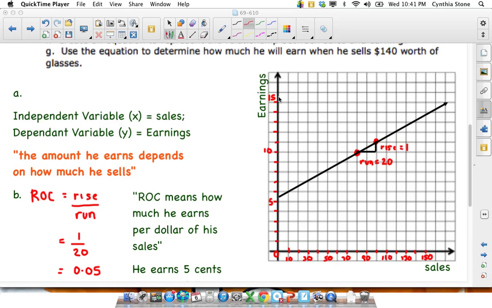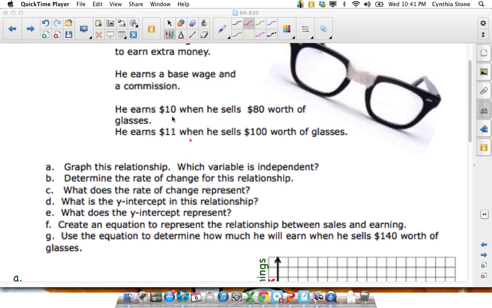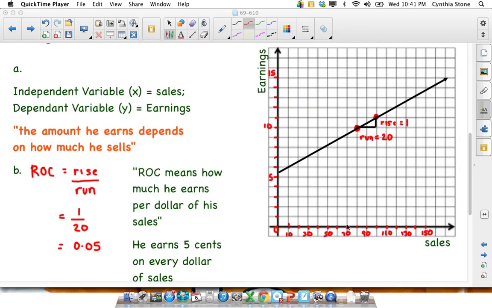And the two points, the two big red dots here, that was the first thing that I did because I knew one of my data points. My first data point was $10 earnings, which is the y, and 80, which is my x. So I came across to 80, right, and 10, and I made a dot. That was the first thing I did to graph this. The second thing I did was take the second point, which told me that when he sells $100, he earns $11. Okay, so I found that point.